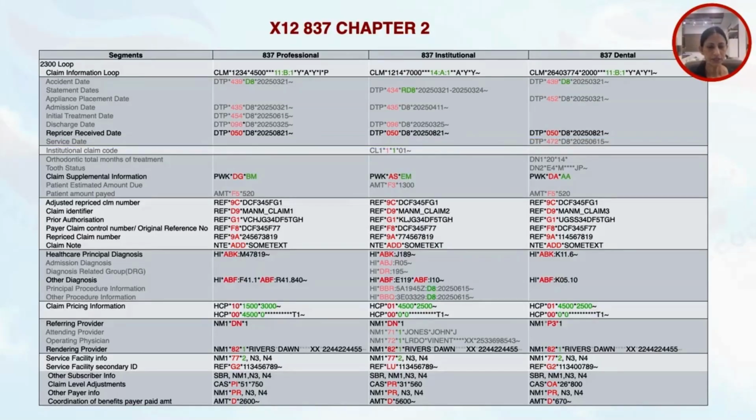Then the institutional claim code segment. This is required only for 837 institutional or for UBs because this segment provides information about the type of admission, source of admission to the hospital, and also the patient's status during discharge. That's why we say that this segment is only part of the 837 institutional file, which is also called the UB claims file.